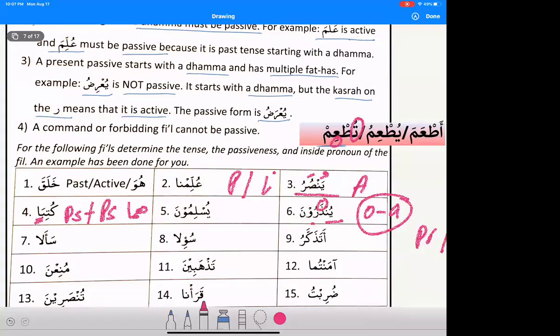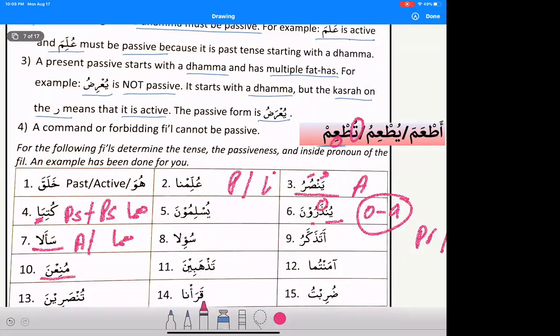Okay, next one, sa'ala. What do you think about sa'ala? The na'ib fa'il is huma. No, you're talking about number 7? Okay, yeah. So sa'ala, it's active, right? Yes, ma'ruf. And the fa'il is huma. Very good. Perfect.